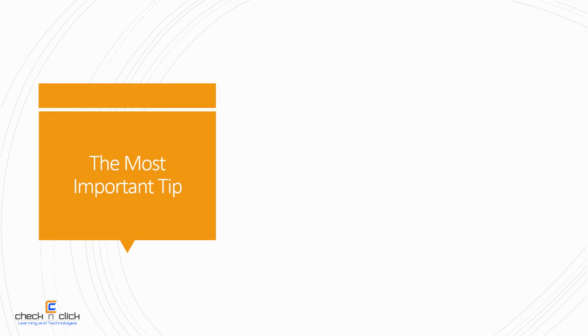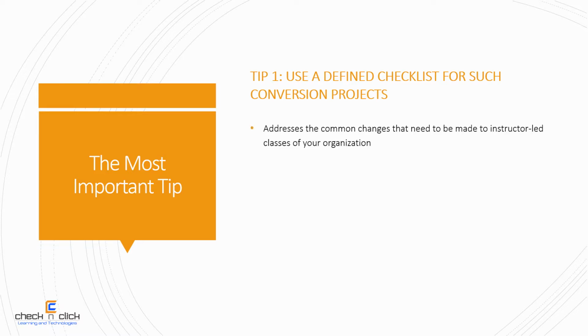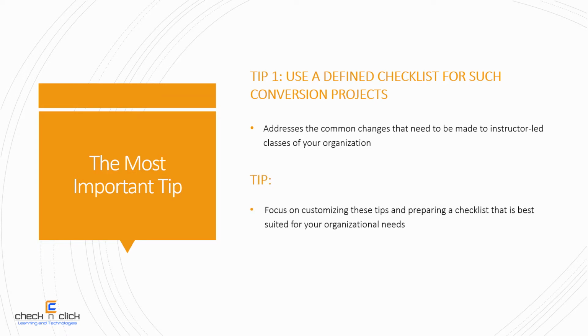The most important tip from the 5 tips that I have shared is tip number 1, which is using a defined checklist for such conversion projects. This is because the checklist can address the common changes that need to be made to instructor-led classes of your organization so that they are converted into effective and useful self-paced courses. Each company manages their projects in a slightly different manner compared to its peers. Hence, you must focus on customizing these tips and preparing a checklist that is best suited for your organizational needs.